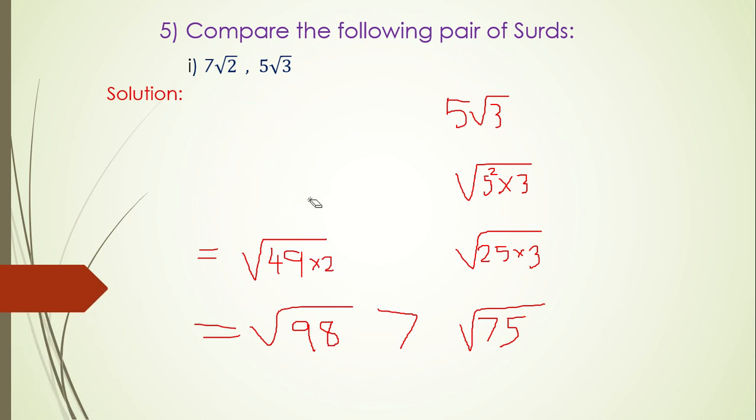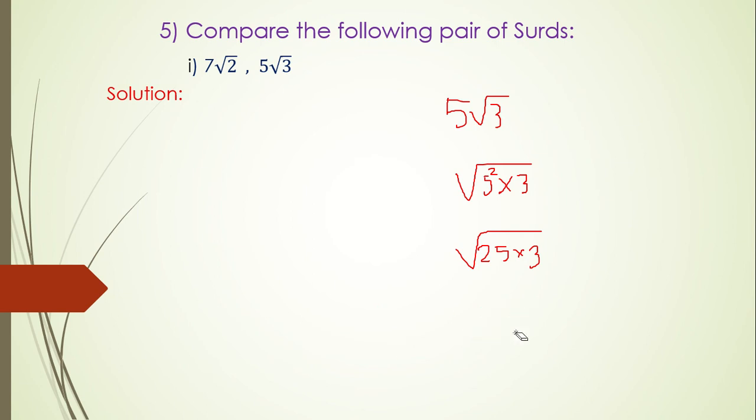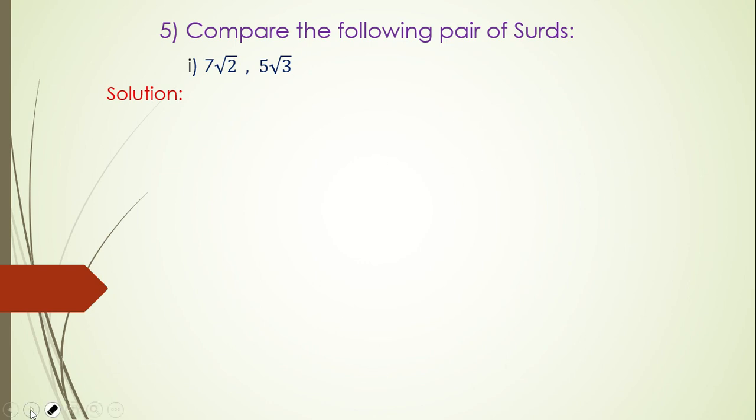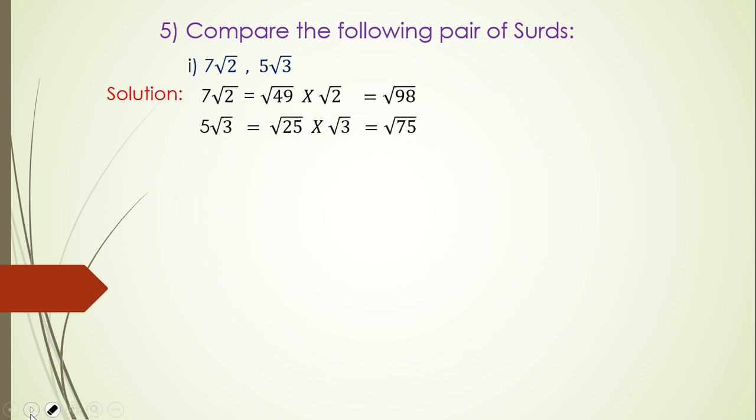So I hope you find this easy, students, and you are not getting confused. Okay, but I can tell you one thing for sure, that these sums will need a lot of practice. That is the only key I can say. You have to practice, that's it. 7 root 2 becomes root 98, and 5 root 3 becomes root 75. I just now showed you how. And then we know which is greater.